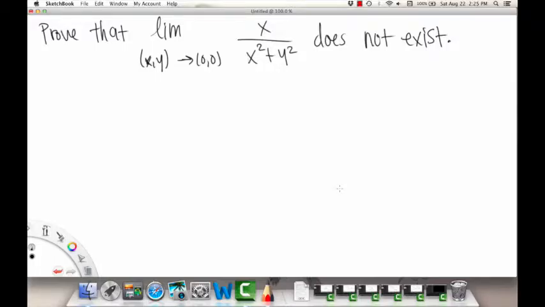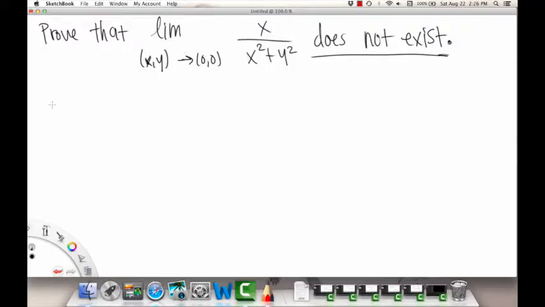Okay, for this question, we're asked to prove that the limit as (x,y) goes to (0,0) of x over x squared plus y squared does not exist. It doesn't really specify how, but this is already a big clue. We know that it does not exist, so that means that either the limit from approaching it from one direction or path does not agree with the limit as you approach from another direction or path, or, as we'll see in this example, something else different could happen.